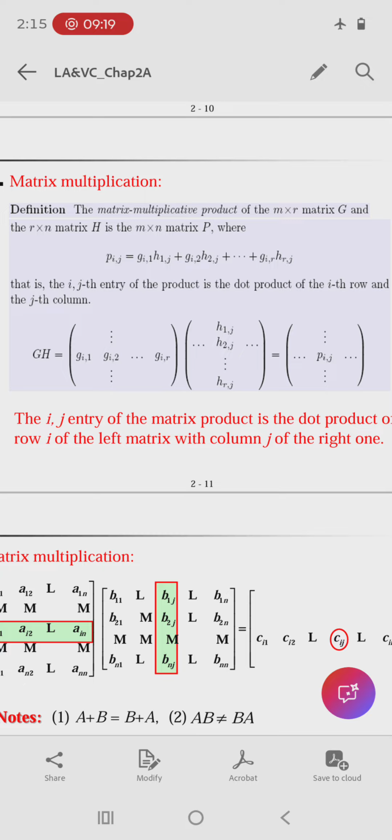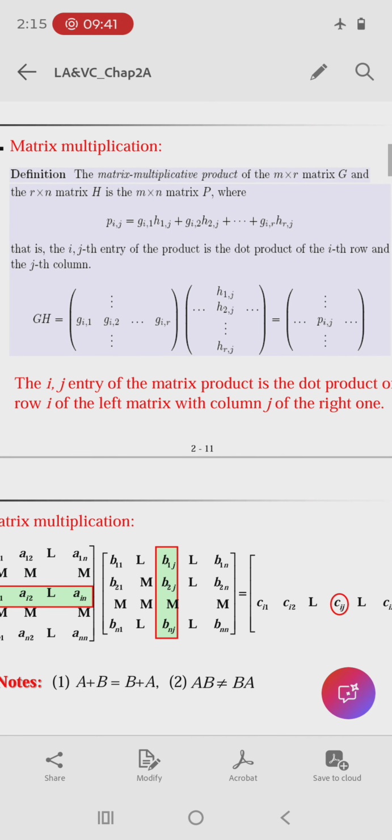I is a row element, R is a column element. Then in the G matrix, M is the row count and R is the column count. Then in the H matrix, R is the row count and N is the column count. Then the product matrix is P, where the number of rows is M and the number of columns is N.